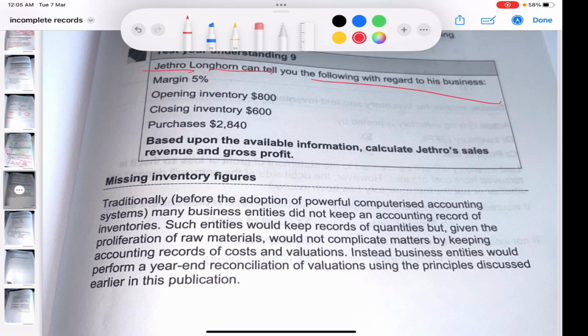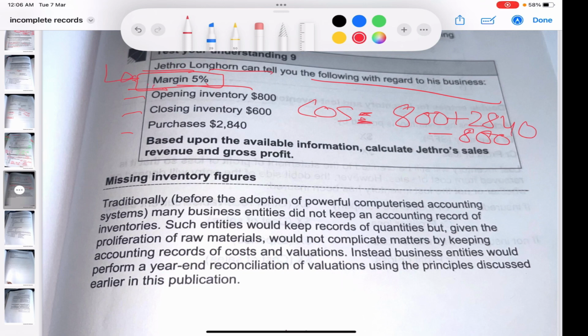Jethro Logarithm can tell you how to regard this business. So we have margin, we have opening, closing, purchases. So what is cost of sales? Remember the formula in the previous chapter. That's why I'm asking you to watch the previous videos, because every chapter is linked to the previous chapter. Opening inventory plus net purchases minus closing inventory will give you your cost of sales. By doing this you get the cost of sales, and margin is given. Not markup, margin is given.